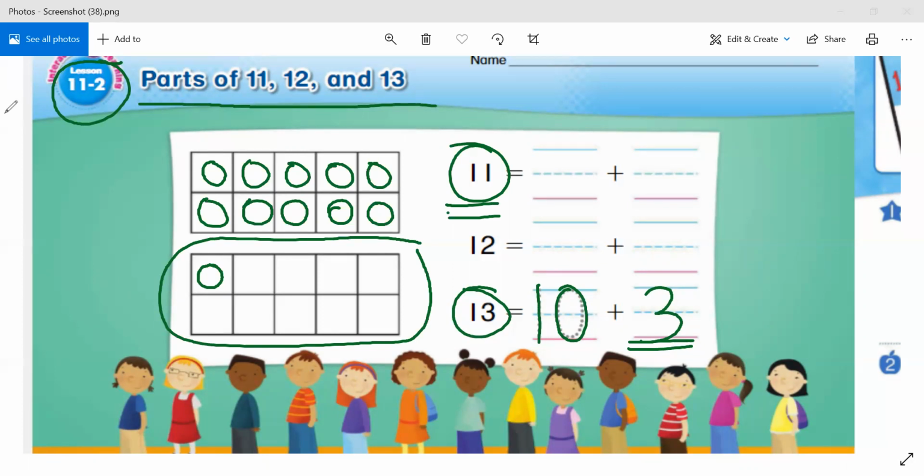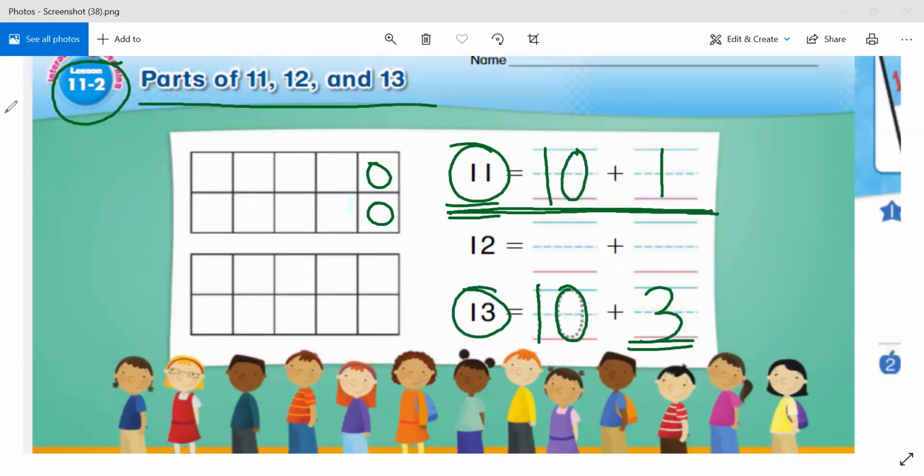So let's look at our number sentence. 11 equals 10. Since we have 10 counters in our first 10 frame, plus how many is in the second? 1. So 11 equals 10 plus 1. Okay, we have one more.